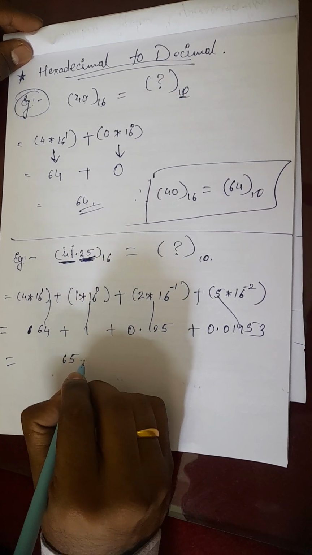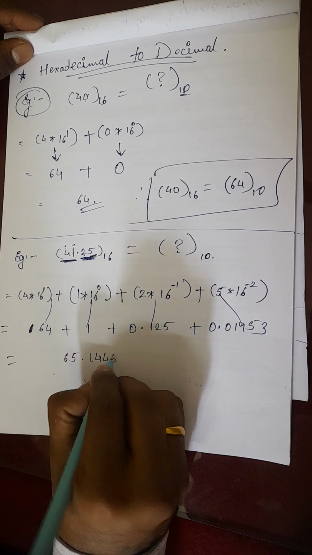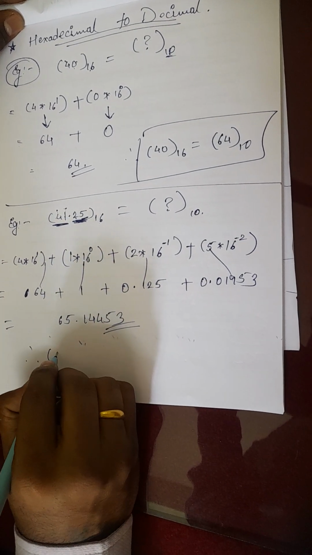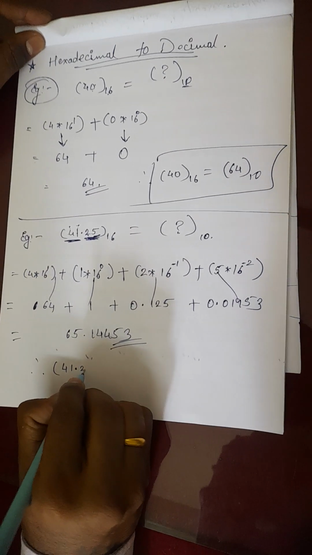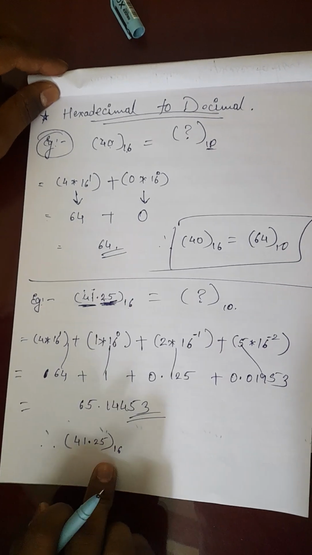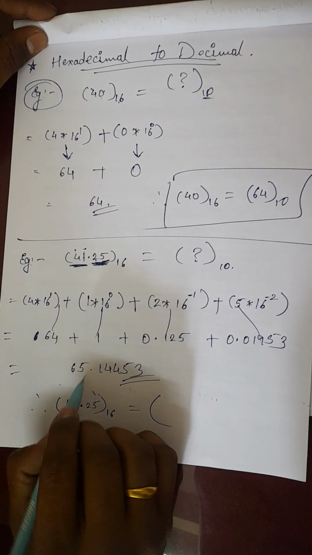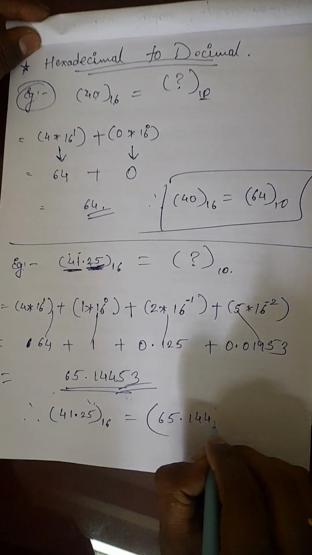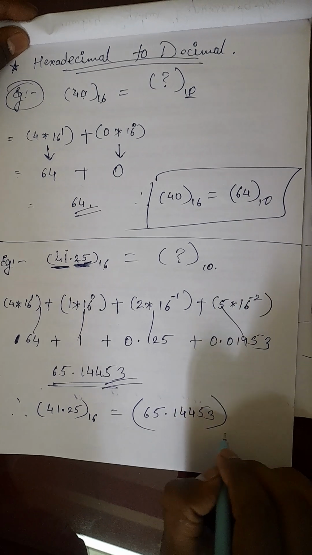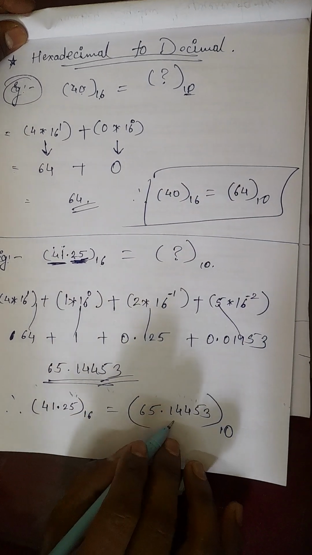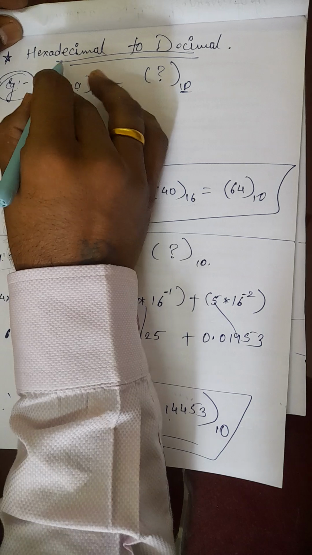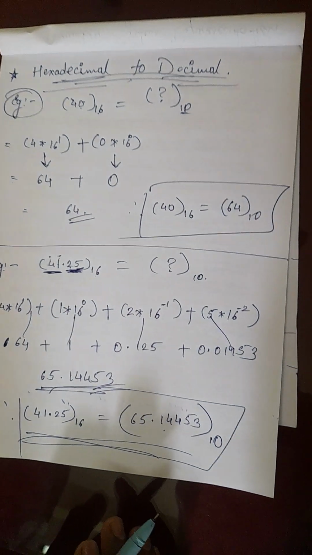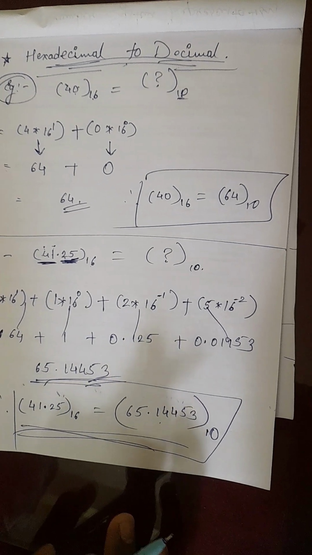At the end, the result we got is 65.14453. Therefore we can say that the hexadecimal value 41.25 is equal to 65.14453 in decimal. In this way we have converted hexadecimal to decimal values. So this is how we have to perform the conversion.